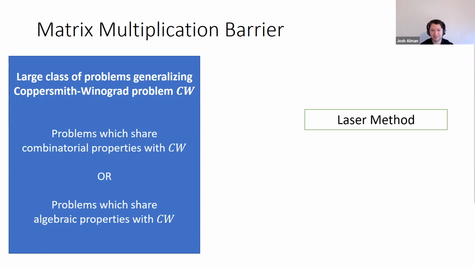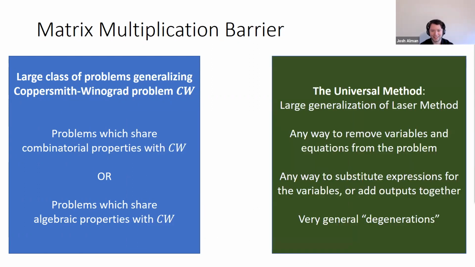And then the second class is we generalize the laser method. So we call this the universal method. So remember in the laser method that I've been talking about, we take a problem and you set some variables to 0 to turn it into matrix multiplication. But you can imagine more generally, there might be better ways to change different variables to 0 to turn into a bigger matrix multiplication. And moreover, you can imagine other types of ways to reduce between polynomials also.